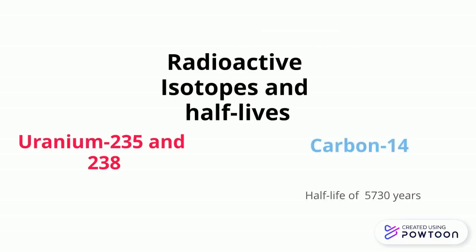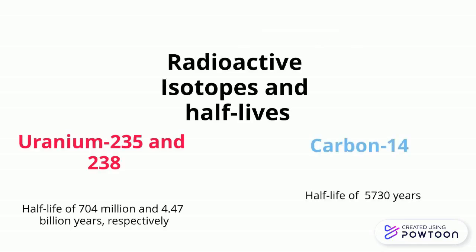But if we want to find out exactly how old these rocks are, we can use absolute dating, and a way to do that is through radioactive isotopes and their half-lives. So what this means is that rocks have radioactive isotopes in them, and these isotopes decay over time into a more stable form. So some common isotopes, however, are uranium-235, 238, and carbon-14.